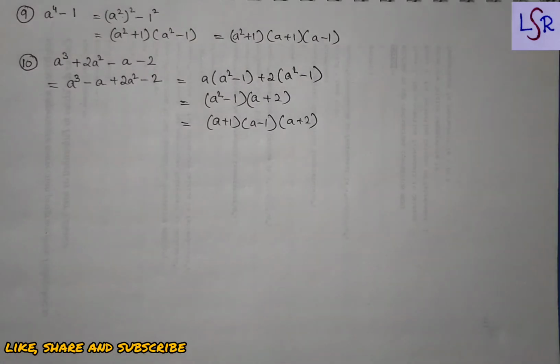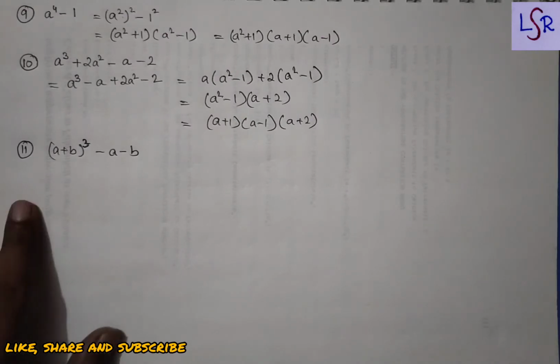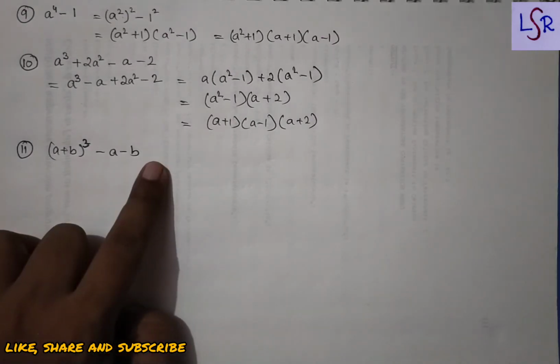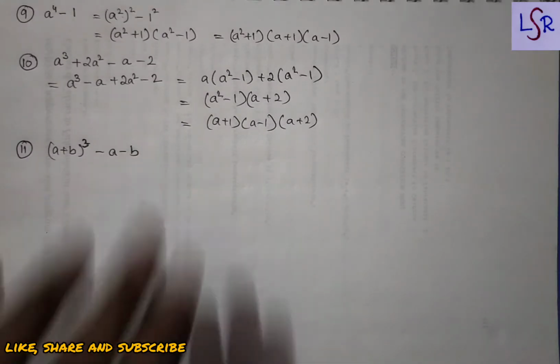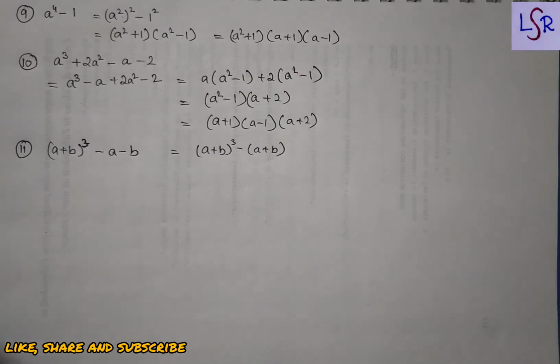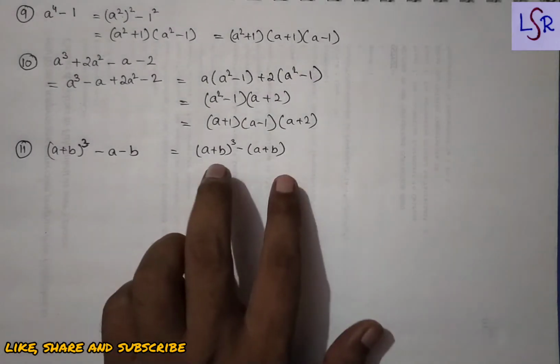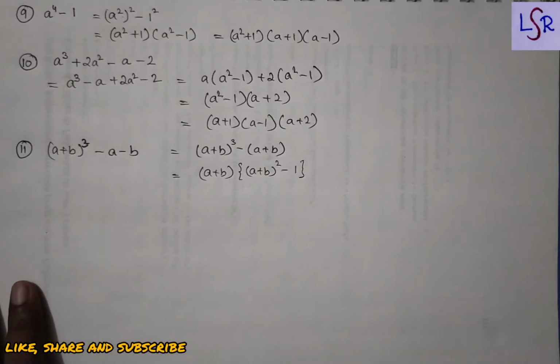Now let's see question number 11. And here in this question, we are having a plus b to the whole cube minus a and minus b. So if we take a minus 1 common from these two, we will be getting a plus b only. Now we can take a common of the bracket a plus b, and after taking common we have got this.